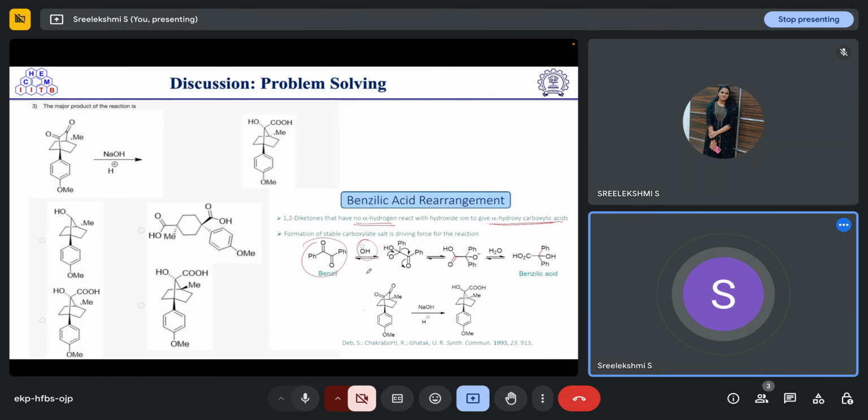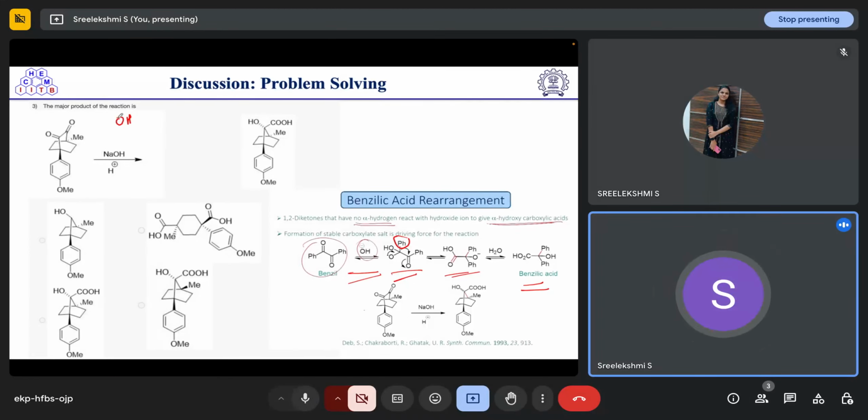So first I will explain this, that will be better. Hydroxide will attack upon this carbon and that will give this intermediate. When this O minus comes back, the phenyl will attack over this center and migrate to here to form this intermediate. Then in the presence of H2O, it will form this benzilic acid. That is also what is happening here.